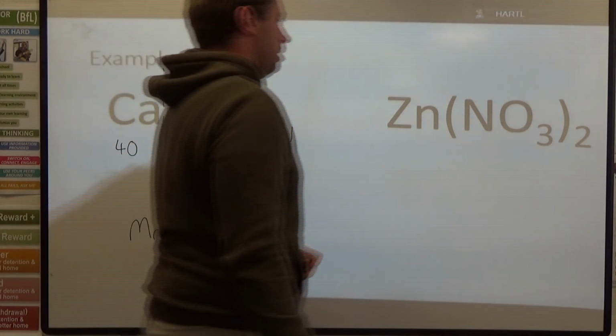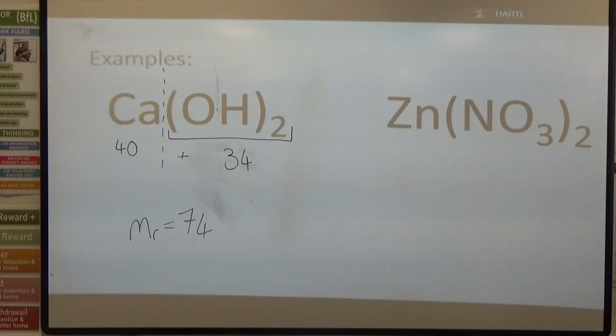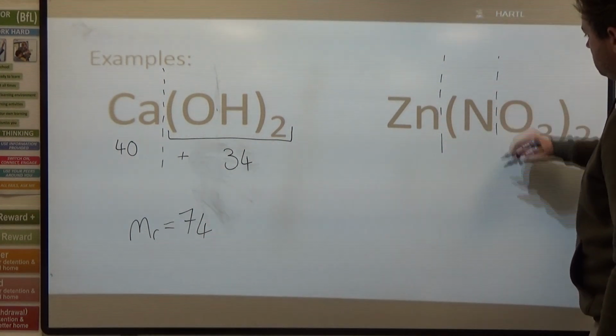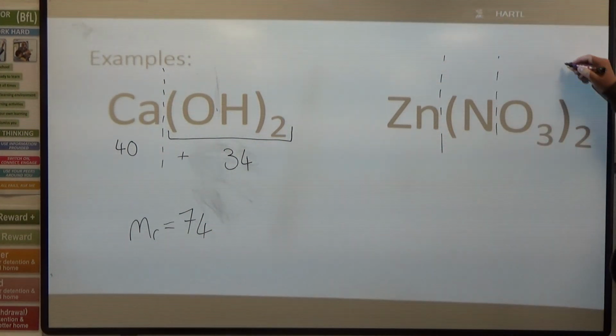Cool. Right, I'm going to split this next one up for you and then you can do it by yourselves and we'll see what we get. So, you've got Zn, NO3. So like I said, work out what's inside the bracket as a total times by the outside and then finish off the first part.